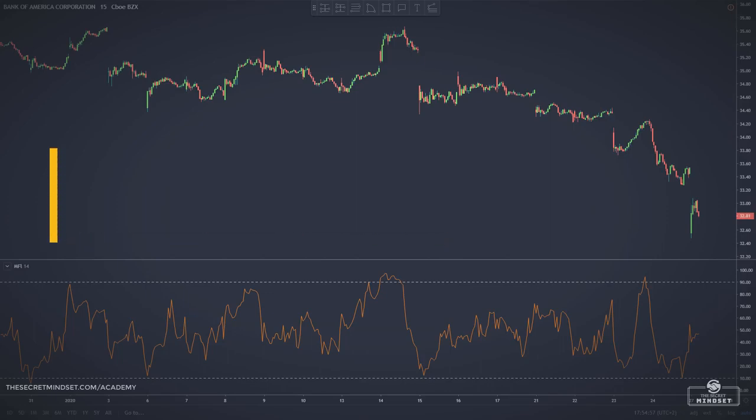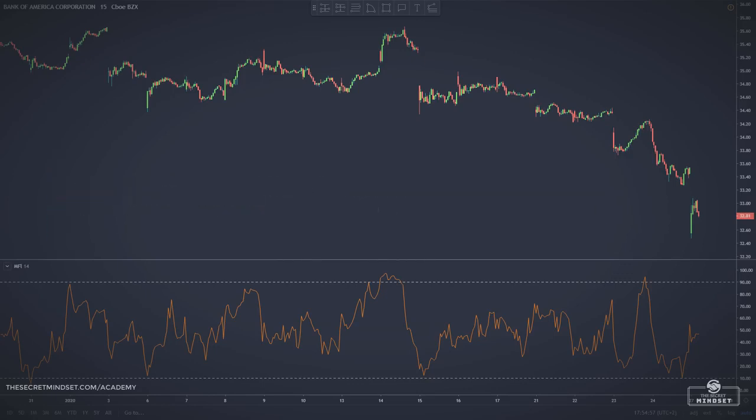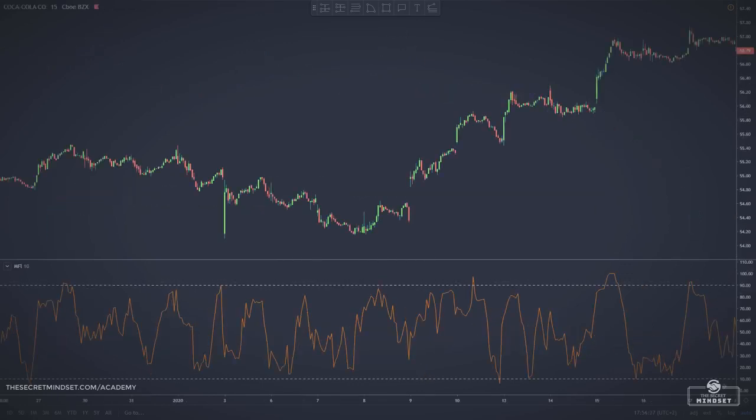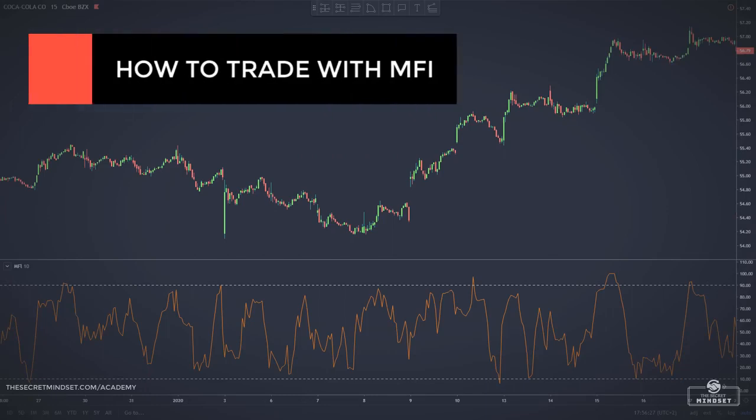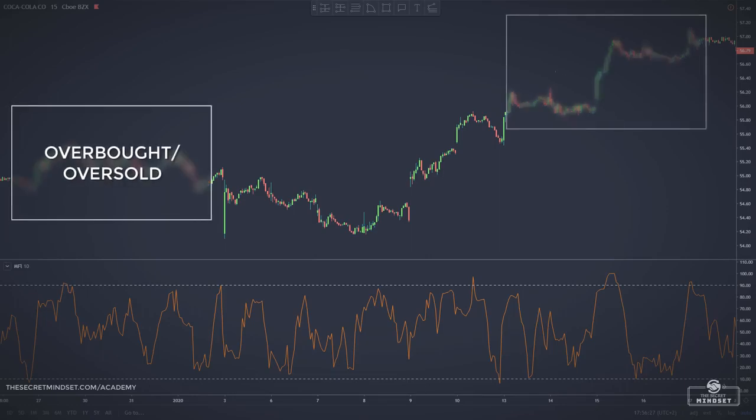But as it incorporates volume, the money flow index might give you the extra edge you need when you try to predict future price movements. Okay, now let's see how to trade with the MFI indicator. As the money flow index is quite similar to the RSI, the indicator can be used in a similar way. The MFI can offer traders several signals, the main of them being overbought and oversold conditions and divergences.